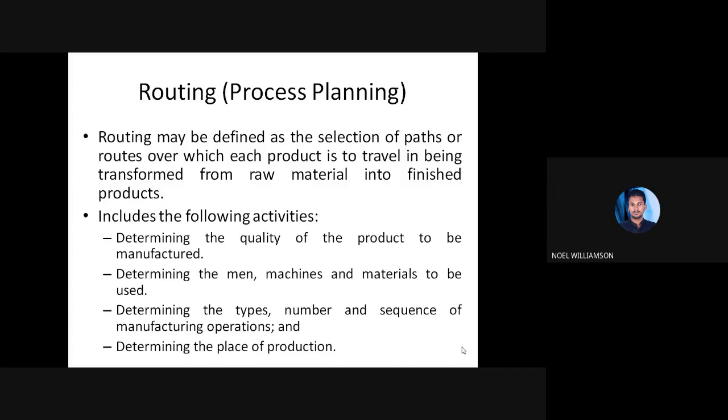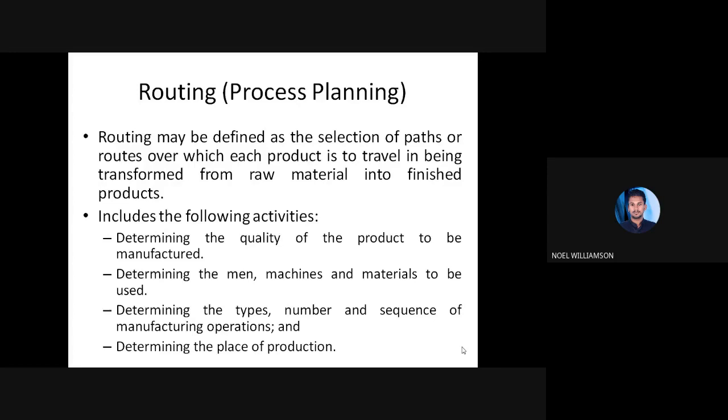It is defined as the selection of path or routes over which each product is to travel in being transformed from the raw material into finished product. So for any product, we know there is an input and output. Input is the raw material and output is the finished product. The production itself is the transformation of input into output, or the raw material being transformed into finished product. So by routing, we are doing the planning of the production process, selecting the path, or how the process is being done, through which route.